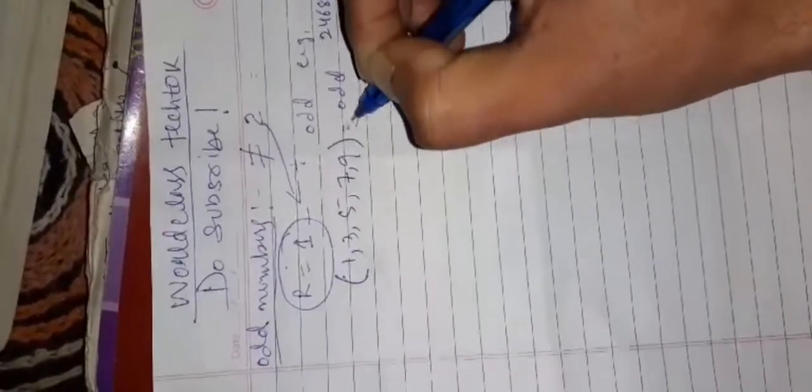For example, 2, 4, 6, 8, 0, 2, 1. By just looking at its unit place digit, you can say whether it is odd or even. Yes, 1 at its unit place, that's odd. If 9, then also odd. 3, 5, 7, it's an odd number. Got it?